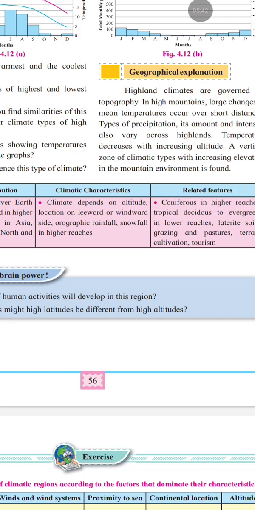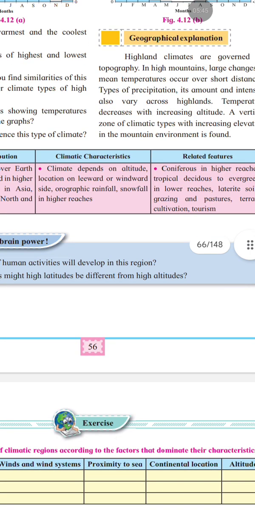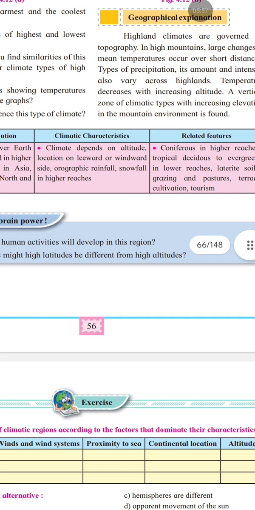Here, orographic rainfall is found. Mountain regions commonly experience orographic rainfall. When moisture-laden air rises along the mountain slope, it cools and condensation takes place, resulting in rainfall on the windward side. Snowfall is also there, snowfall in higher reaches. At higher reaches of mountains, temperatures are very low, so precipitation may occur in the form of snowfall. Therefore, as we move upward, we observe a change from warmer conditions and rainfall at lower elevations to cooler conditions and snowfall at higher elevations.